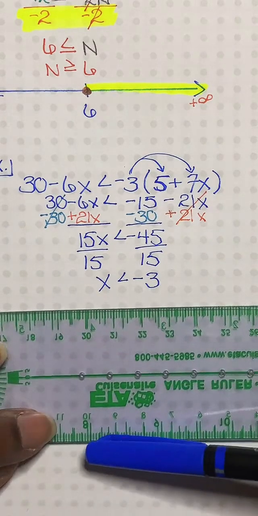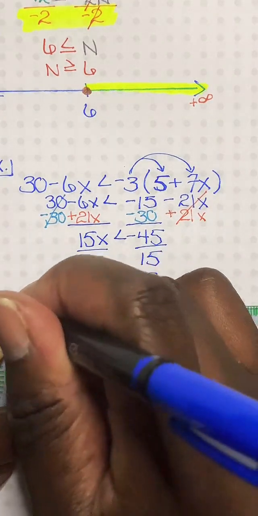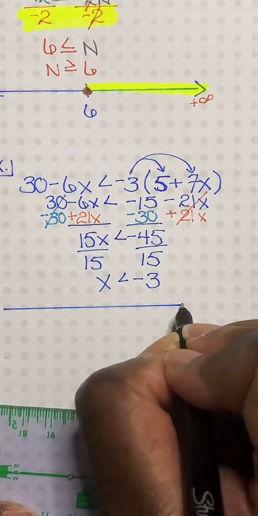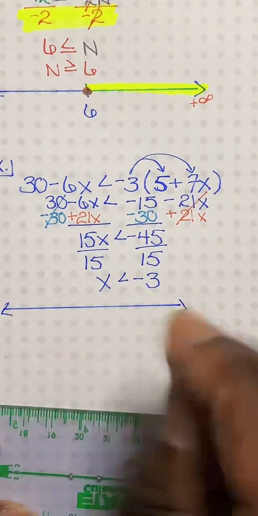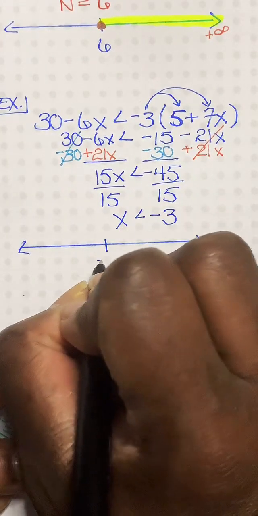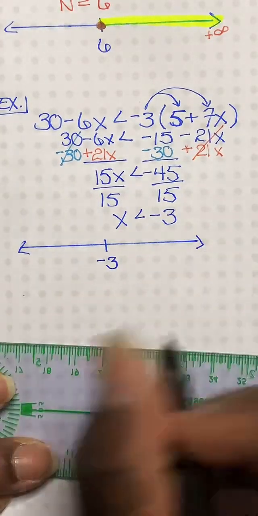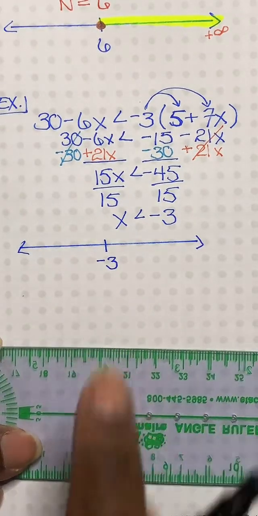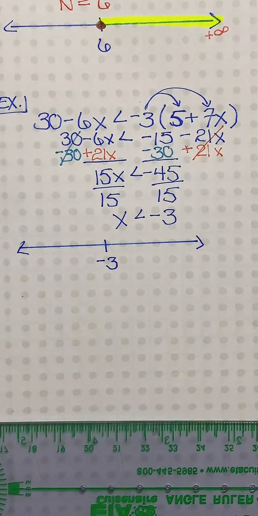So now we can just do our number line. Since we're dealing with that one number, let's just put it right here. It could be in the middle, could be off to the side. Now, open or closed? What are we thinking?